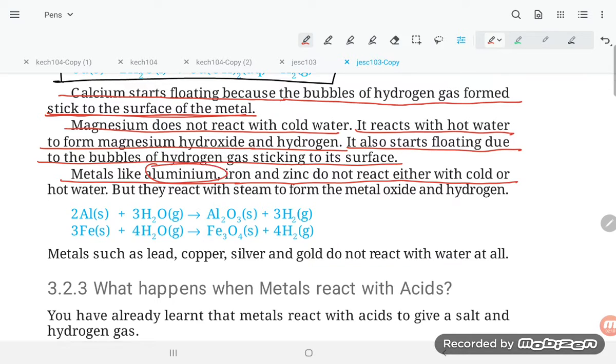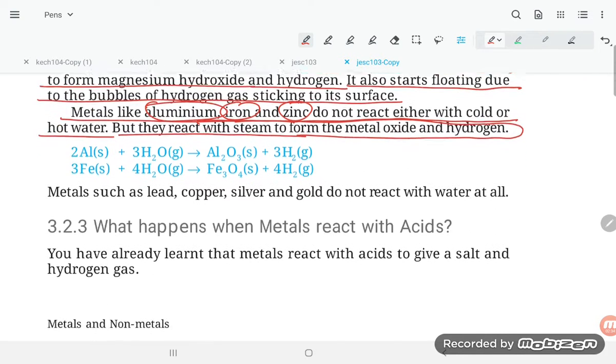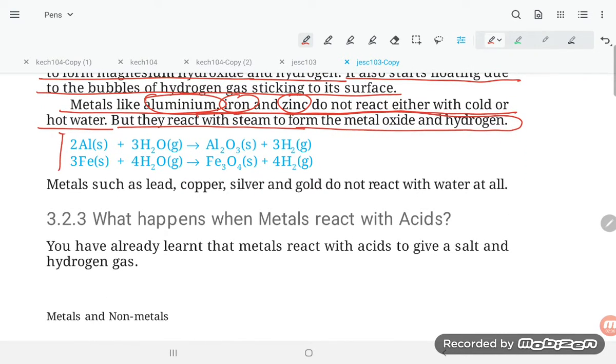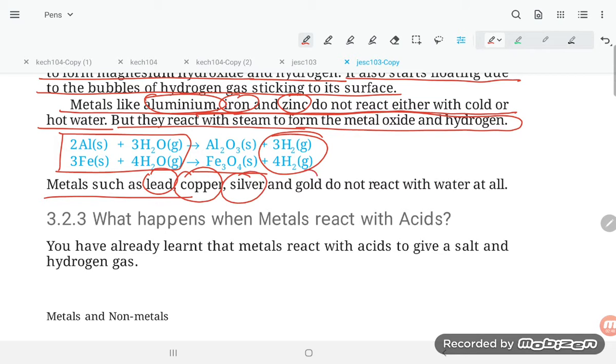Okay, so aluminum, iron, zinc do not react with cold or hot water, but they react with steam to form the metal oxide and hydrogen gas. So aluminum, iron, zinc react with the steam, students, keep in mind. So aluminum and iron react with the steam of the water and give aluminum oxide, iron oxide and hydrogen gas. Metals such as lead, copper, silver and gold do not react with water, students.